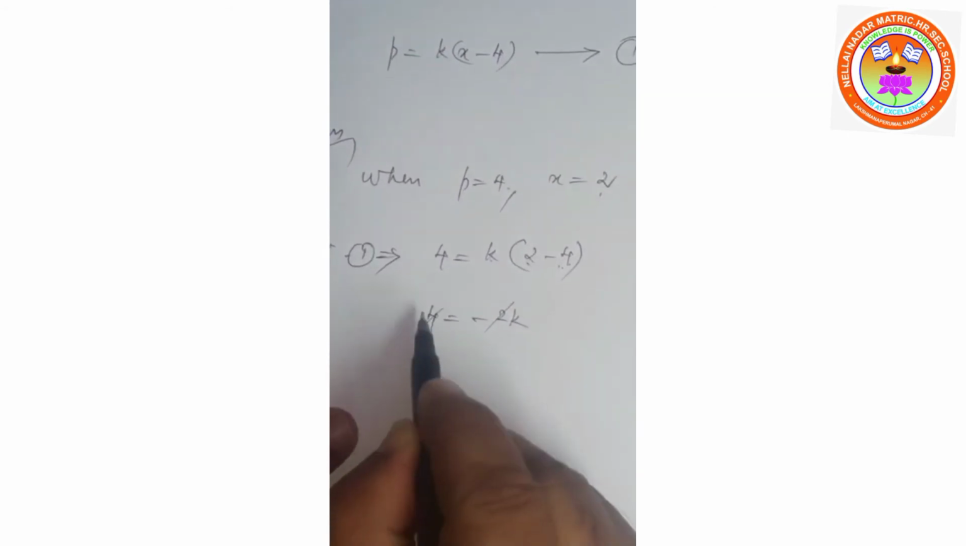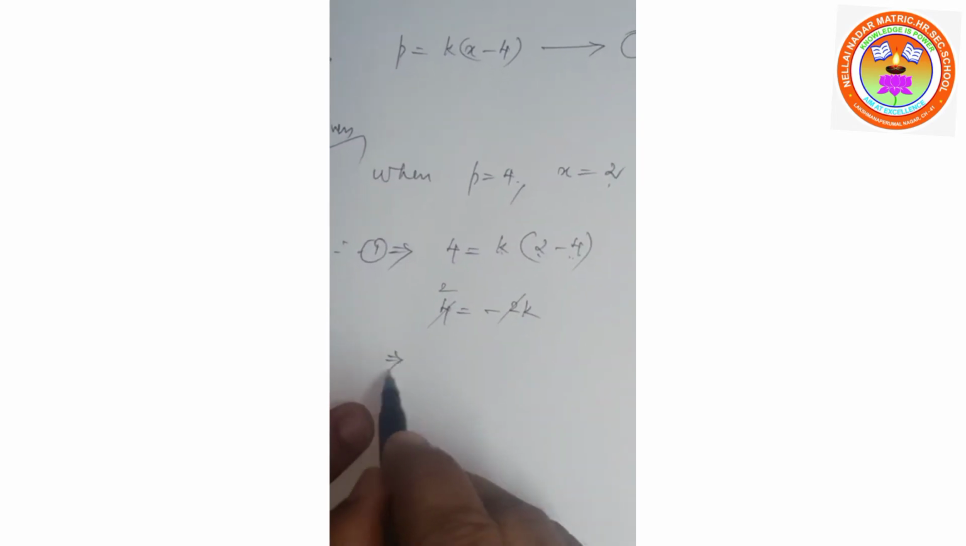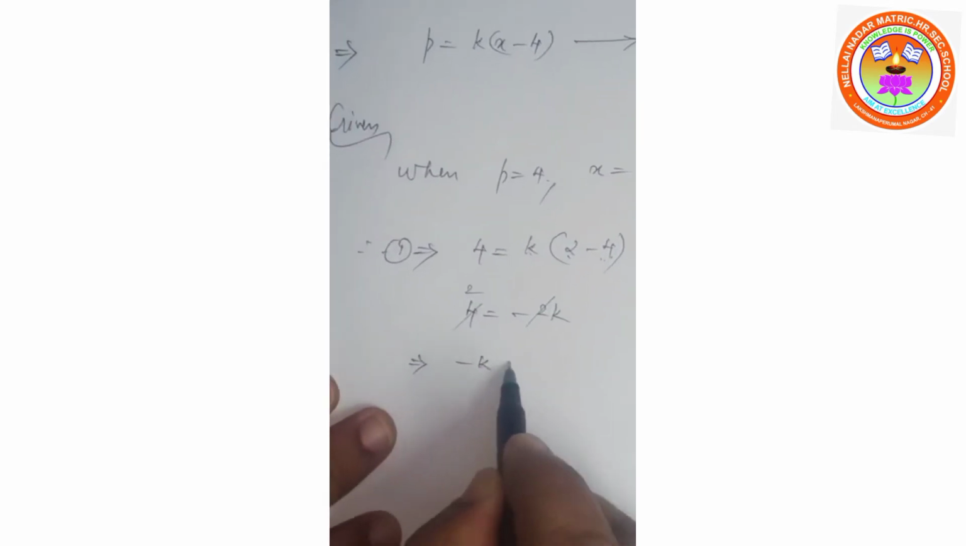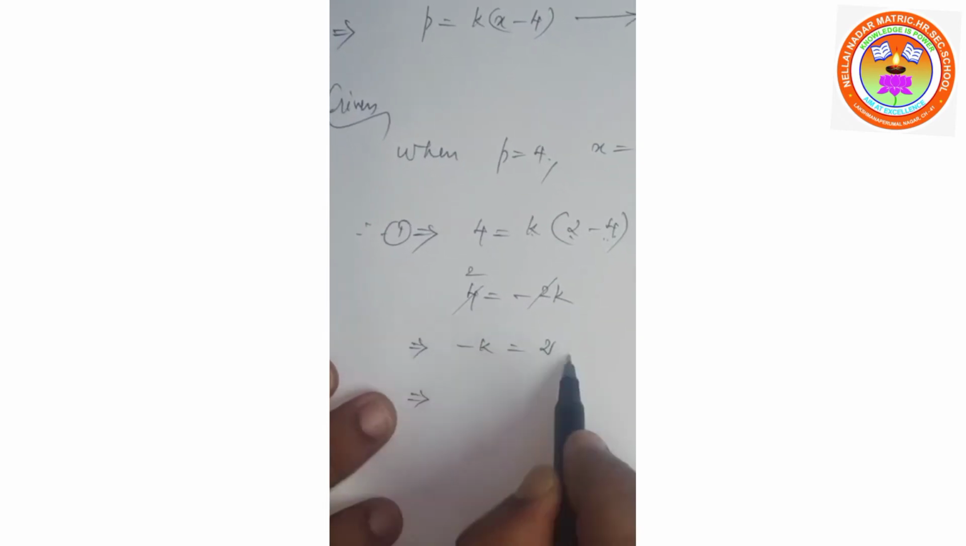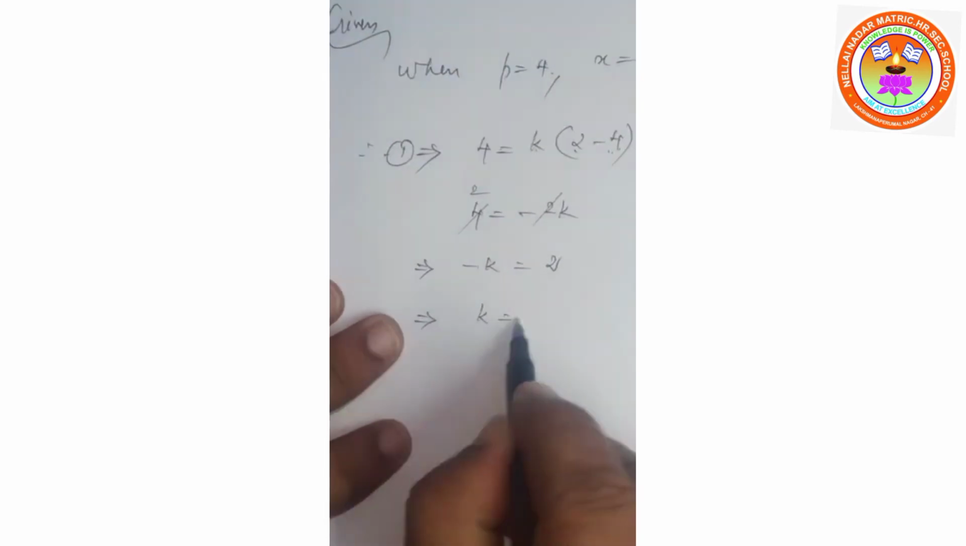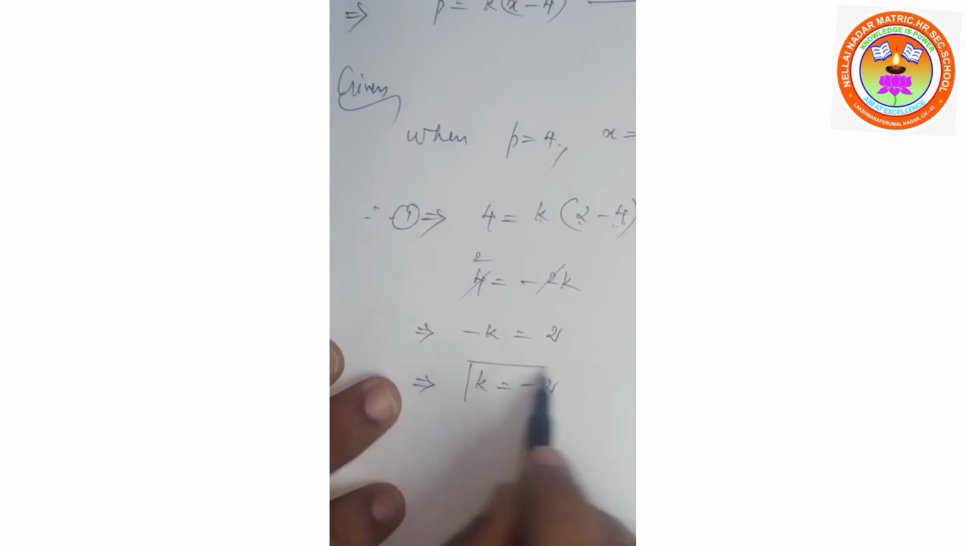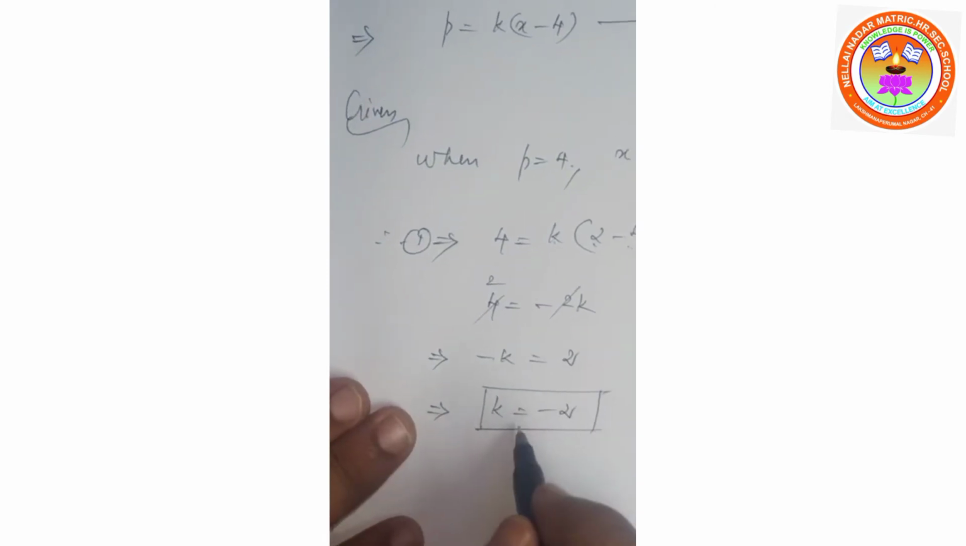Divide by 2 both sides. How many times? 2 times. So 2 is equal to minus k, or minus k is equal to 2. Multiply minus on both sides. Minus becomes plus and plus becomes minus. So we got the value of k. Substitute the value of k in equation number 1.